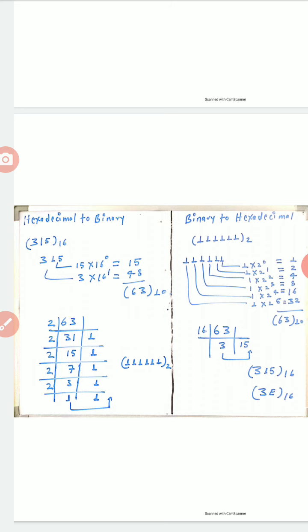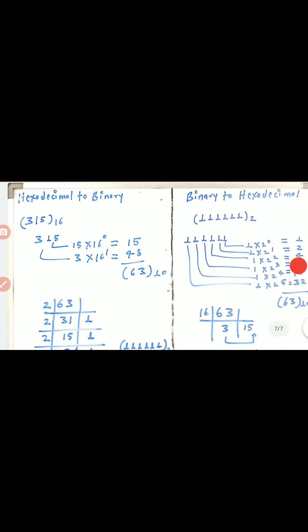So 63 is a decimal number. 63 gets converted into the binary number by dividing by 2 and taking the quotient along with the remainders from bottom to top order. So this is 111111 base 2. Now you can match it with the binary number where we started and where we ended. So this is how we convert hexadecimal to decimal, binary to hexadecimal and hexadecimal to binary. That's how I can convert it.